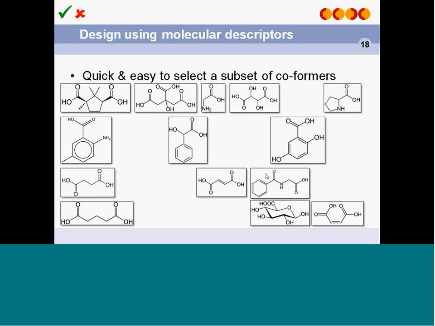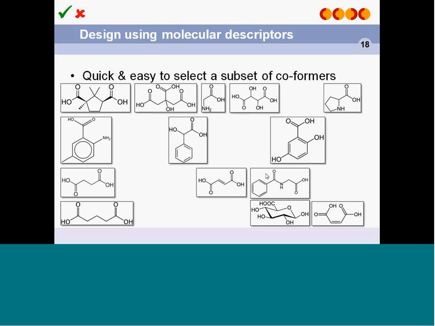for forming co-crystals. And I should stress that a lot of this is things that as research and development scientists you probably do naturally, or you do this type of rationale in your head, but the process provides a quick and easy way of doing it and some quantitative numbers behind the analysis.